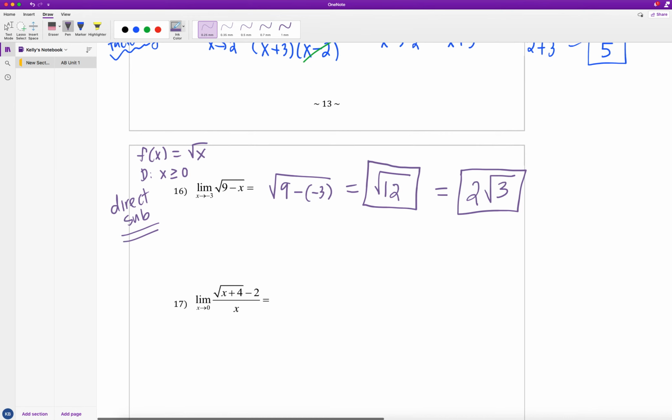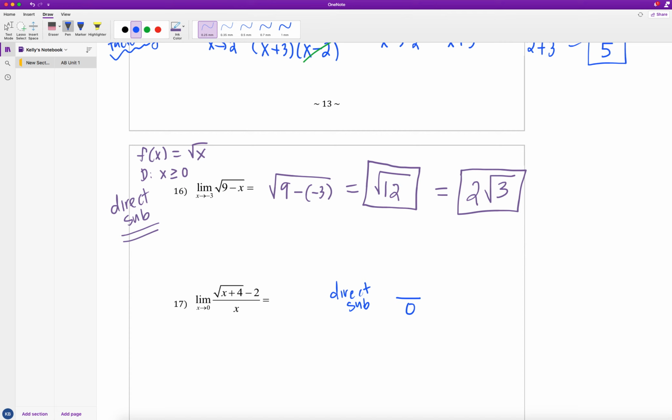Let's look at example 17. So in example 17, it says the limit as x approaches 0 of the square root of x plus 4 minus 2 all divided by x. Well, if I try to do a direct substitution, I can tell right away that I'm going to have an issue because I'm going to end up with a 0 in the denominator.